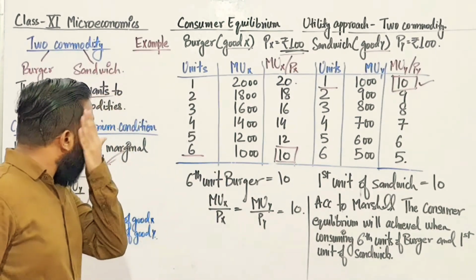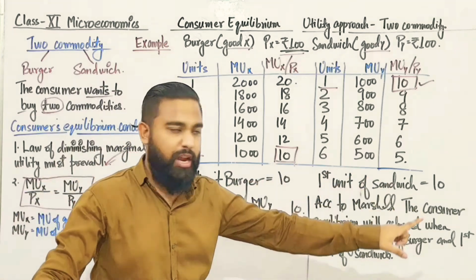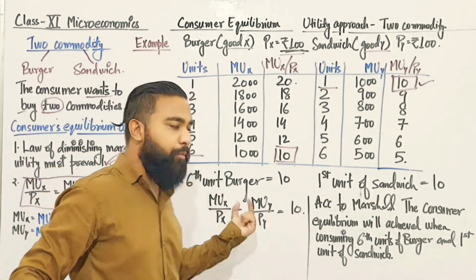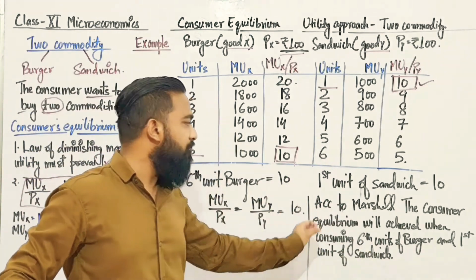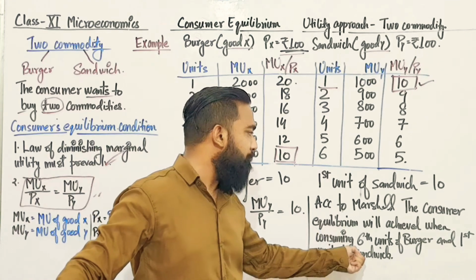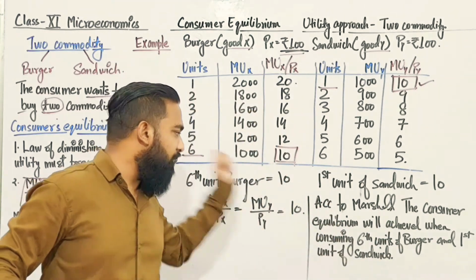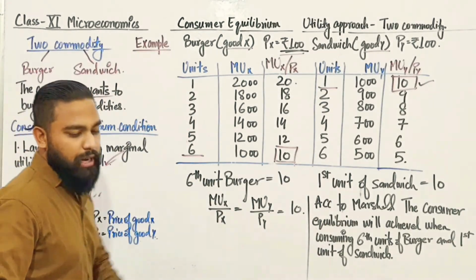So when the consumer is having the 6th unit of burger and the first unit of sandwich, then the MUX upon PX is equal to the MUY upon PY. And according to Marshall, the consumer equilibrium will be achieved when we are consuming 6 units of burger and 1 unit of sandwich. Then we can achieve the consumer equilibrium.